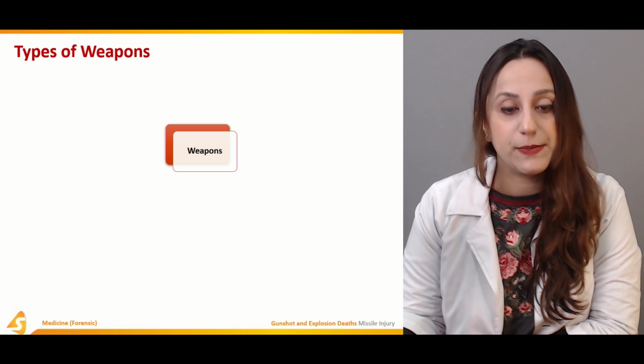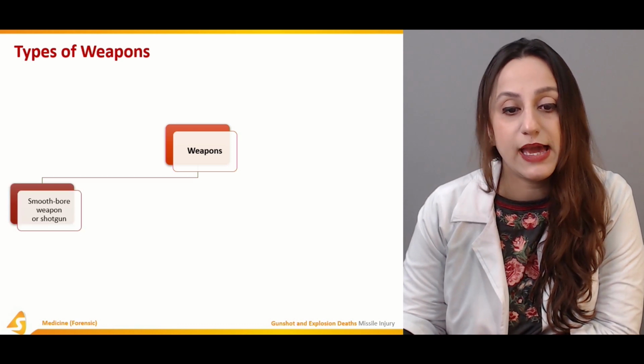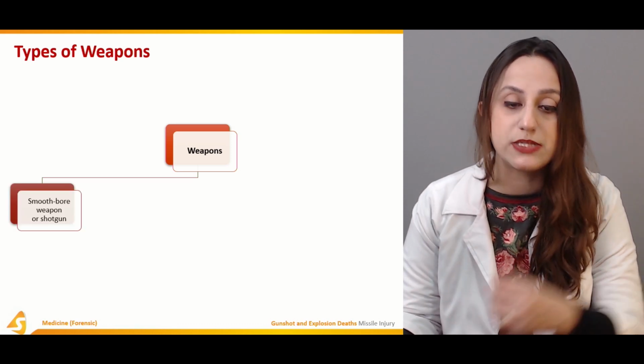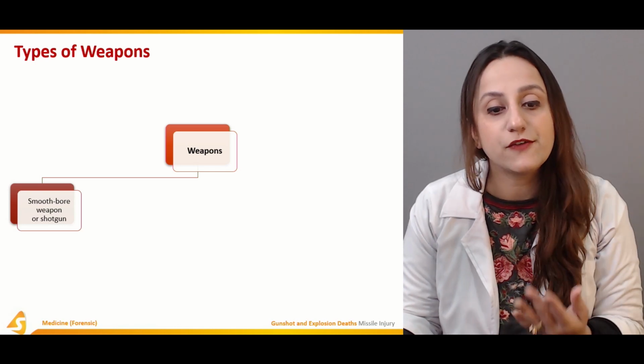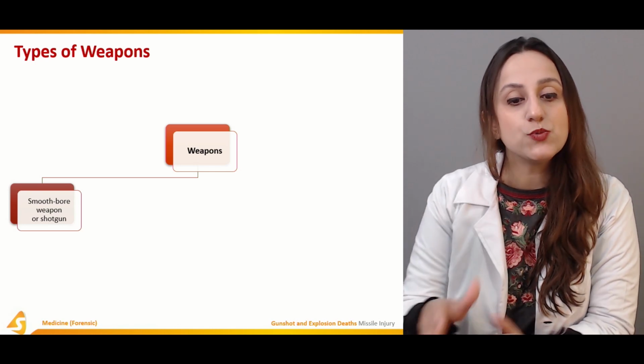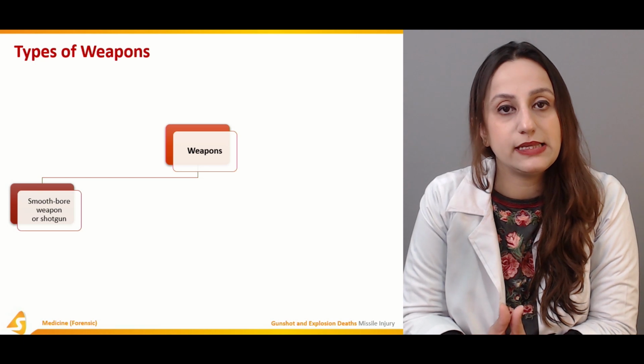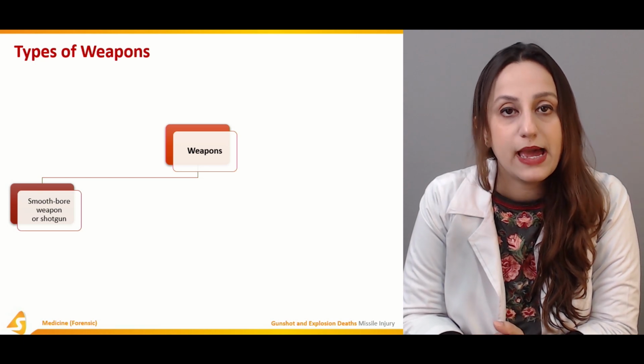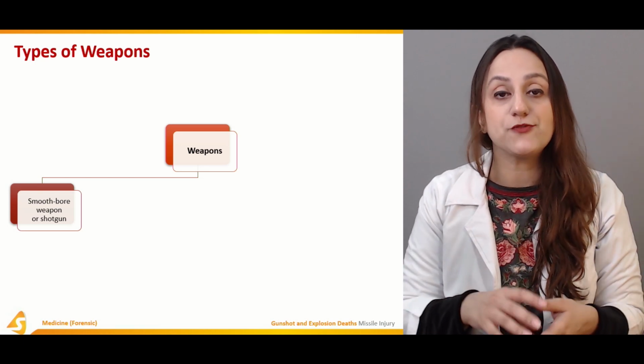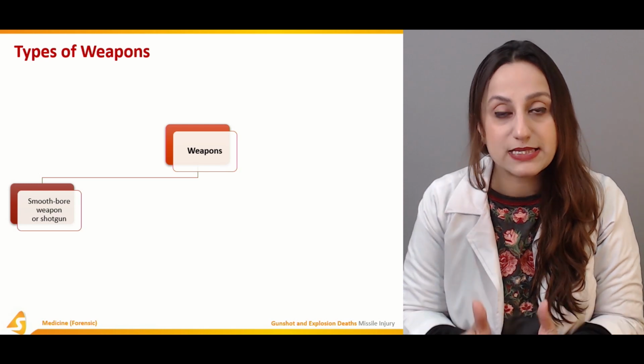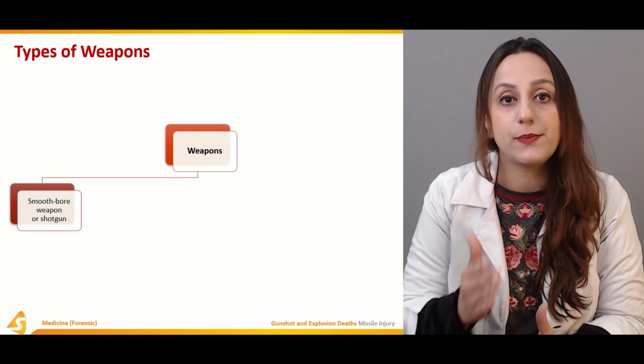Now, the types of weapons are again very important. We have the smooth bore weapons over here, and then we have the shotguns as well. The smooth bore weapons and the shotguns are placed in the same group. And as I've already told you, we have two cylinders that are lying side by side, and they can also lie one above the other.